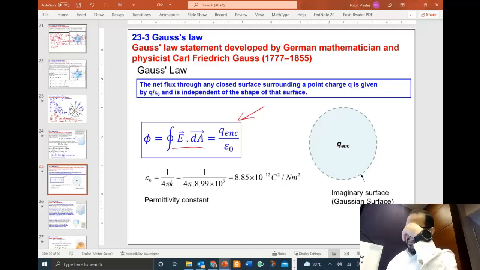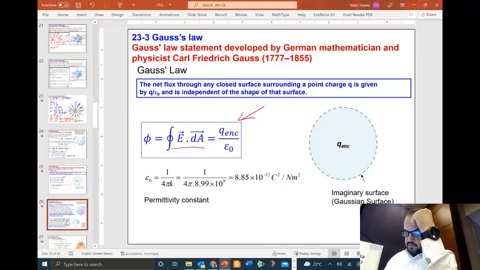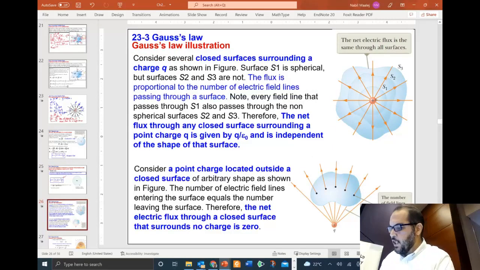Okay, so for example, take the charge again from before. This is a point charge. We did it for a spherical surface. Let's now make it a non-spherical, irregular shape. We notice in this case that the flux is proportional to the number of electric field lines passing through the surface. The number of electric field lines passing through S2 is the same as the number passing through S1, and hence the net flux through S2 is equal to the flux through S1.